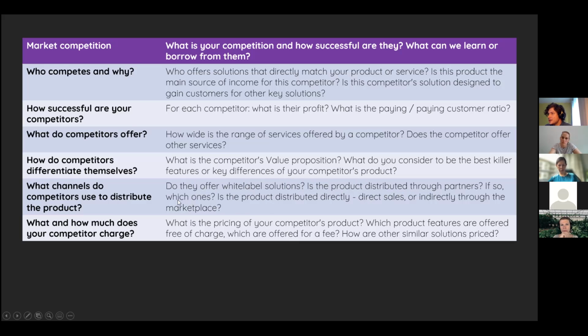If your competitor has a white label solution, is the product distributed through partners? If so, which ones? Is the product distributed directly? Are there direct sales involved, or indirectly through marketplaces? In the IT sector, I think a marketplace would be Etsy, Amazon, and so on. But also for B2B products, usually people go and schedule meetings with managers and so on. This is called direct sales.